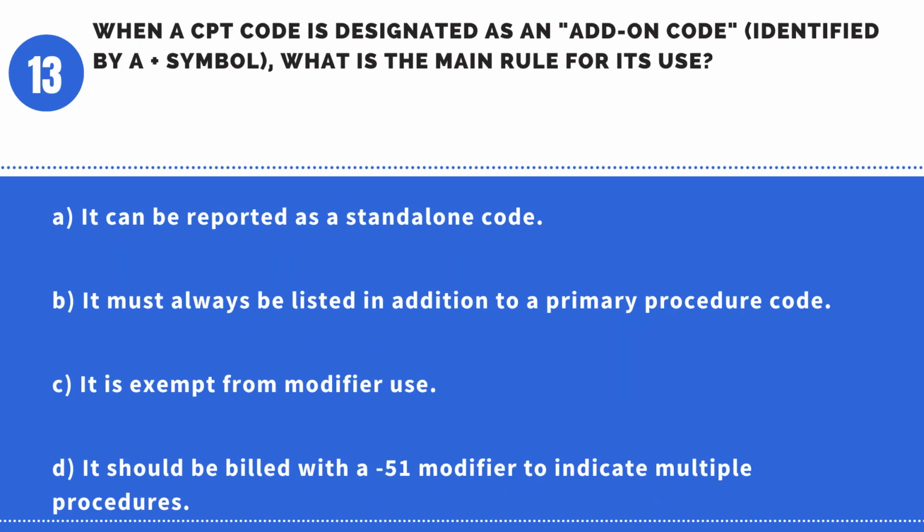Question 13. When a CPT code is designated as an add-on code, identified by a plus symbol, what is the main rule for its use? A. It can be reported as a standalone code. B. It must always be listed in addition to a primary procedure code. C. It is exempt from modifier use. D. It should be billed with a -51 modifier to indicate multiple procedures.